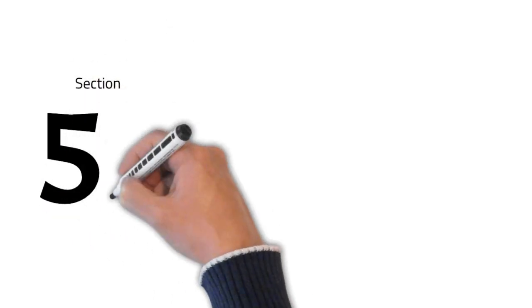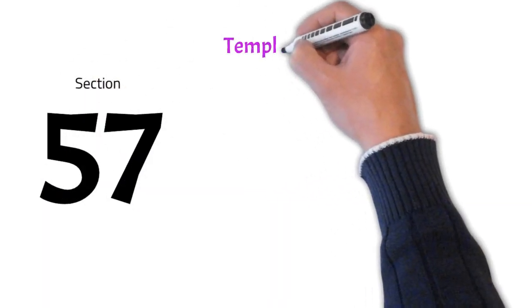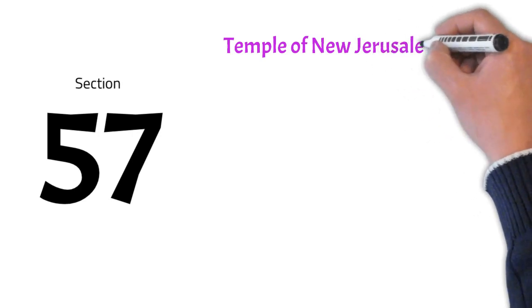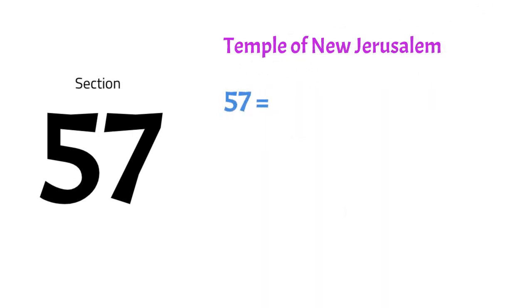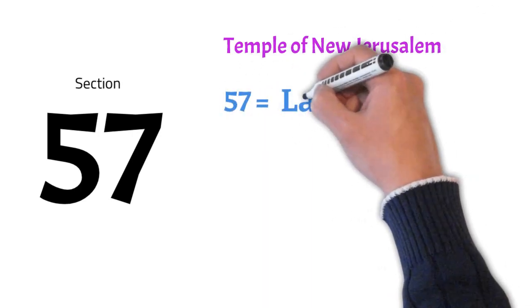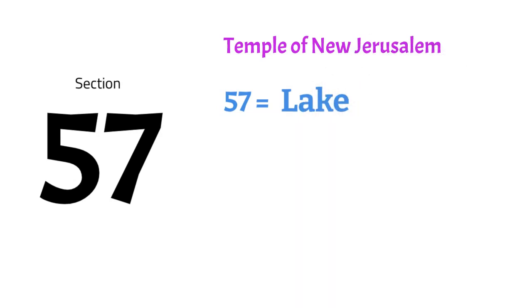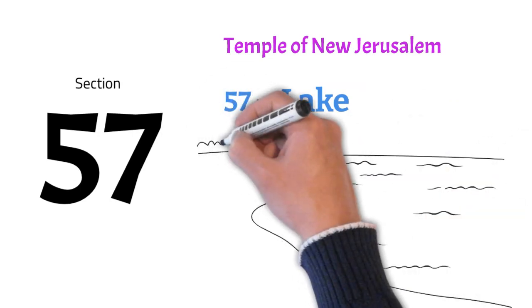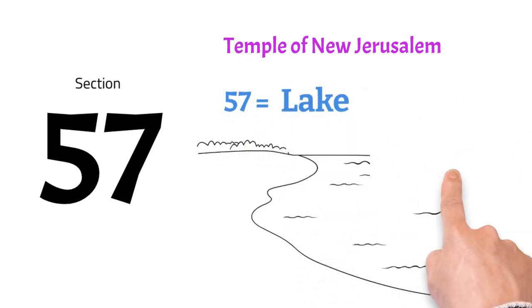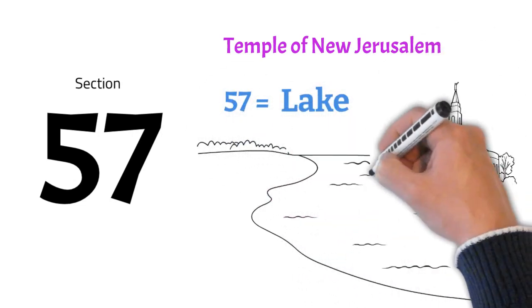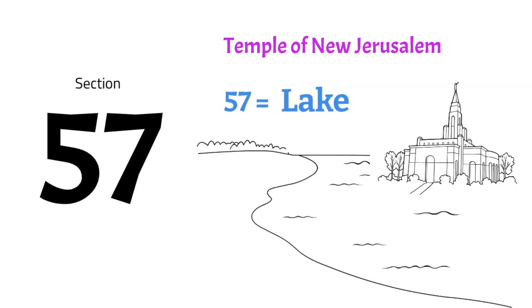For example, section 57 is where the exact location of the Temple of New Jerusalem is finally revealed. The number 57 translates to an L and a K. The simplest word for 57 is lake. We picture a lake covering all of Independence, Missouri, with a gloriously white shining temple floating in the middle. The law will flow out from Zion.